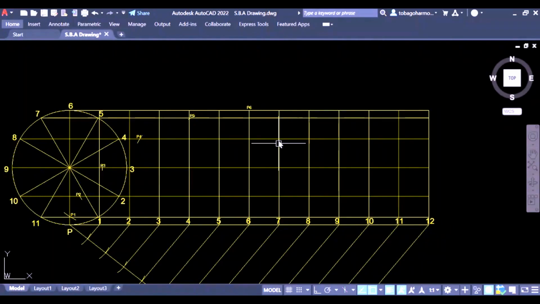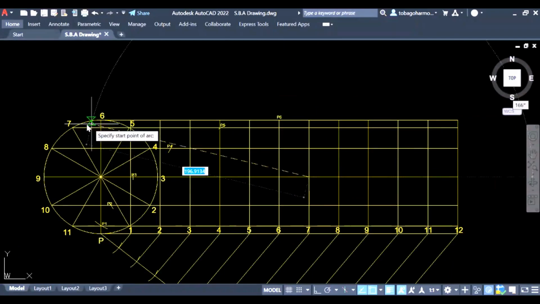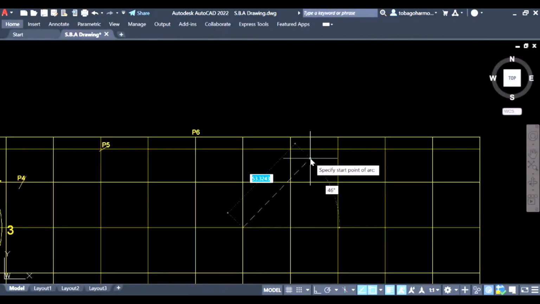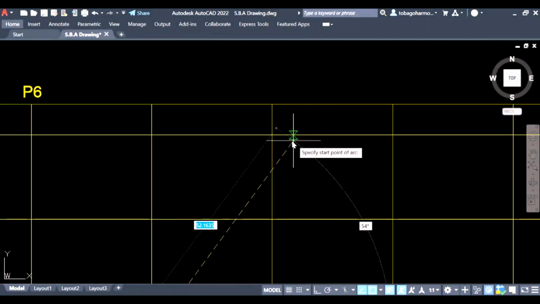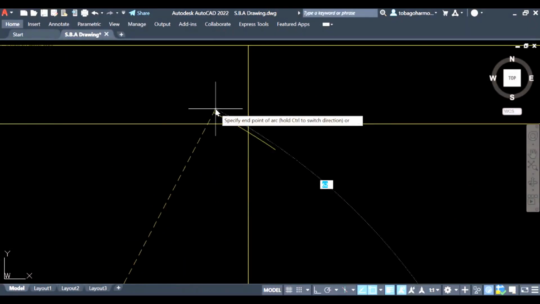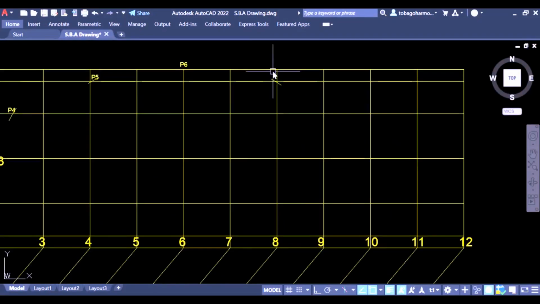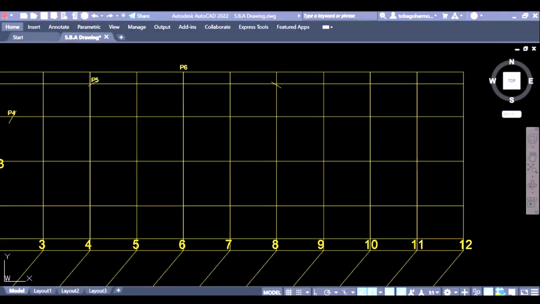Of course, for P7, we'll use vertical line 7, and where it intersects with horizontal line 9, 3, we're going to draw an arc with a radius of 50 so that it cuts horizontal line 7, 5. So there we have it. And where the arc cuts the line, that would be P7. Now all these points, as I would have said earlier, are extremely important in order for us to get the correct answer.